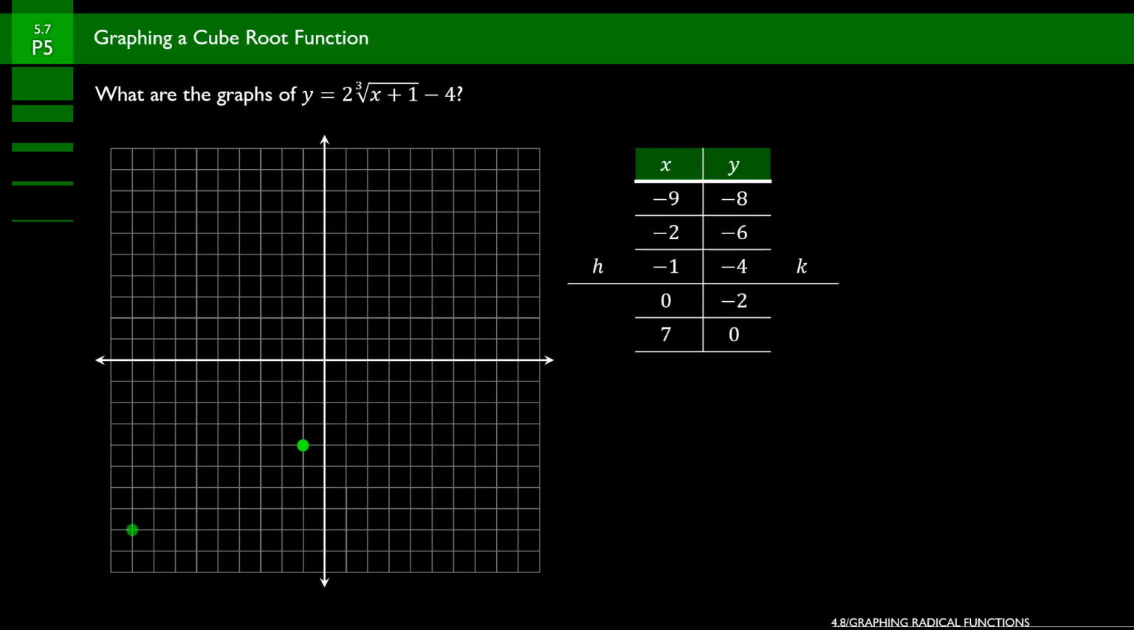And then once you've got your XY chart, you can go ahead and graph all those points, and you can see that we get this wave type of graph that we would normally associate with a cubic function, but it's also a cube root function as well, just turned on its side.